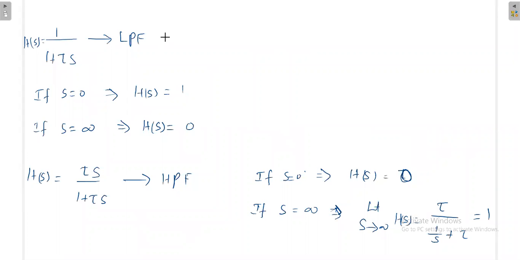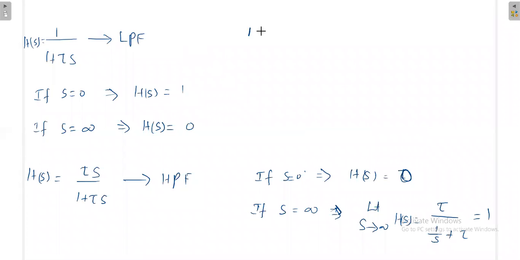Again, with respect to the transfer function, for any circuit we can write the transfer function. The transfer function is the relation between the output and input. Suppose the transfer function of a particular network is 1 by 1 plus tau s, then that will act as a low pass filter, because we have already seen this.